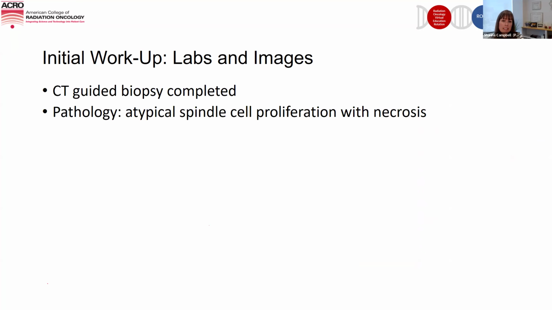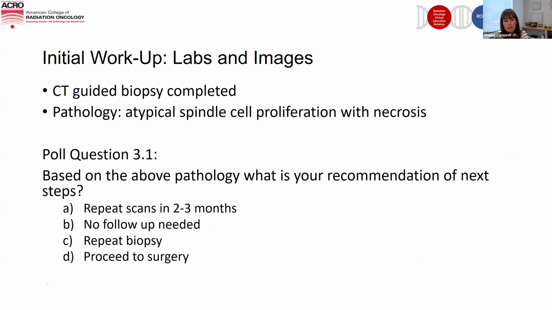So he underwent a CT-guided biopsy, and this demonstrated atypical spindle cell proliferation with necrosis. So within sarcoma land, it's not uncommon. We see these very broad, general pathology reads, especially if you're getting something from a center that doesn't have as much experience reviewing soft tissue sarcoma pathology.